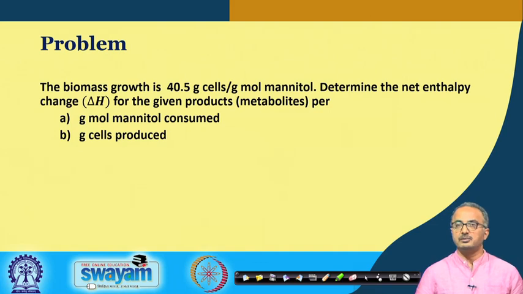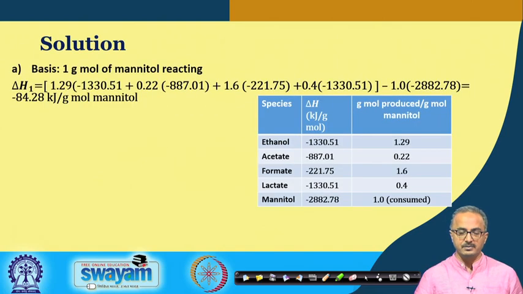Okay. Metabolic reactions go on in any kind of animal body, even in our body we have many metabolic activities. So, whatever products are formed, they are called metabolites. So, you have to find the net enthalpy change for the given products per gram mole of mannitol consumed and per gram of cells produced, and it is a pretty simple problem. You can see that we just find the enthalpy change by writing all the respective gram moles along with the enthalpy of formation, and we put this here.